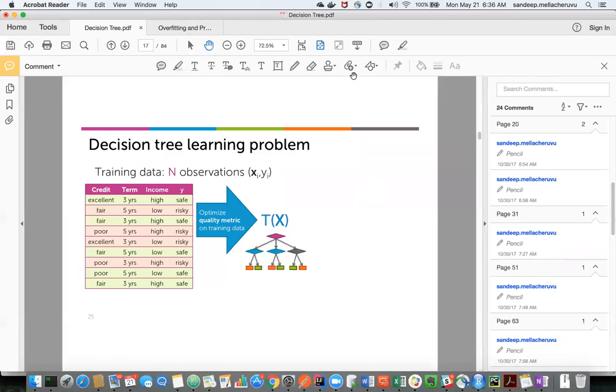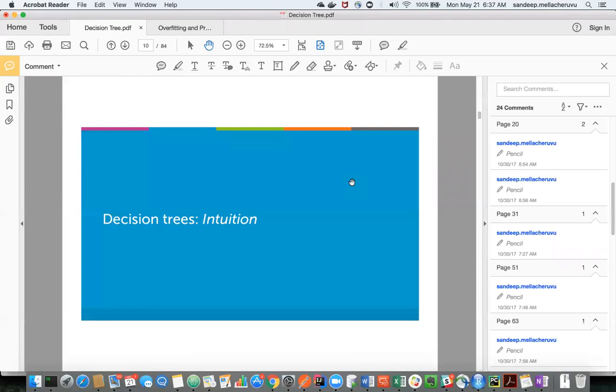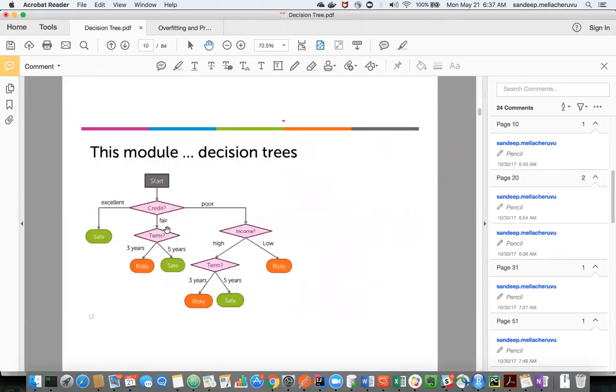About the decision trees. So we understood how the decision tree works. At least, given any decision tree, we have to just read through the conditions that it has put.